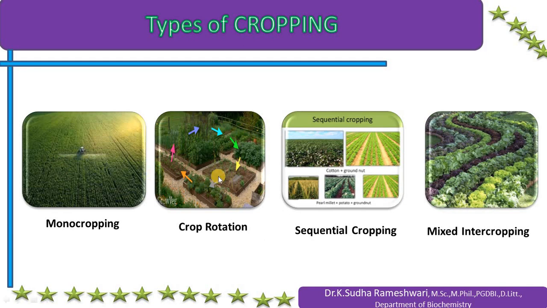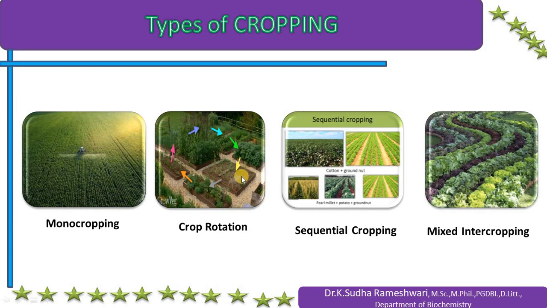Next is crop rotation. Crop rotation, as we already know, implies changing the type of crops grown within the field each season or each year, or changing from crops to fallow. So here is the example: one crop is planted, then another, then another. First year, for example, maybe corn, then next year they plant beans.